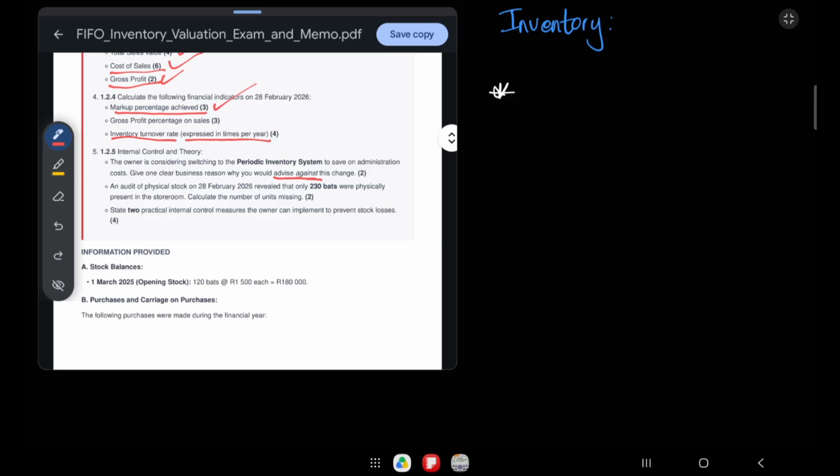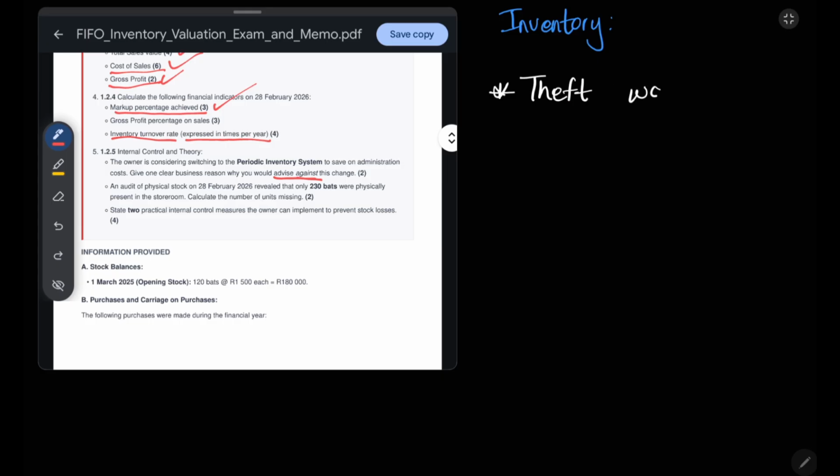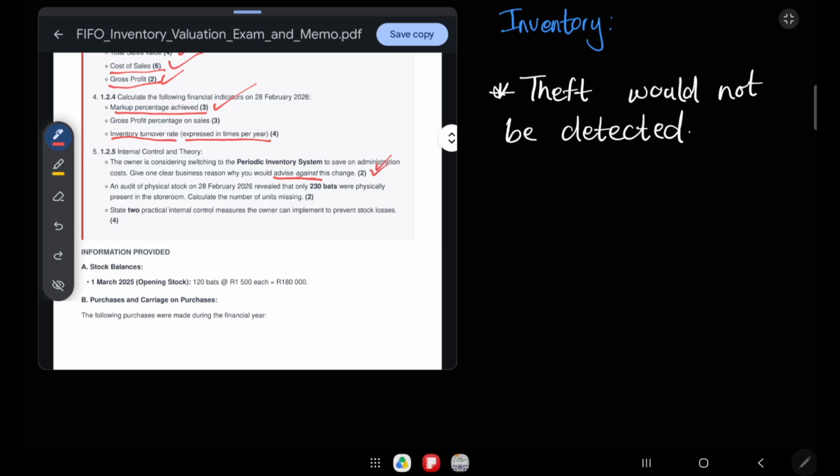Theft could take place. Businesses cannot track their inventory. There are damages that could take place, and they could only see this at the end of the year. So you could say something like, theft would not be detected. If you can think of anything longer or smarter, definitely write that. These are easy questions. These 2 marks could be yours.